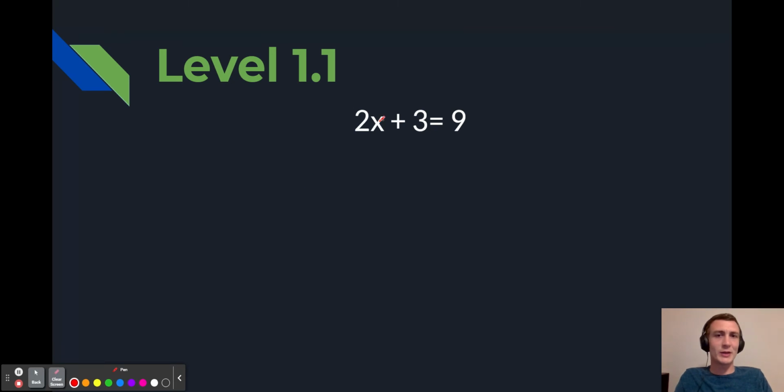We're going to start by looking at 2x plus 3 equals 9. Now, this equation has two steps, as they all do, right? And we're going to go over what those two steps are. It's really important for you to know the order that we do these steps in, and almost every time, just like always, you're going to start with this plus 3.